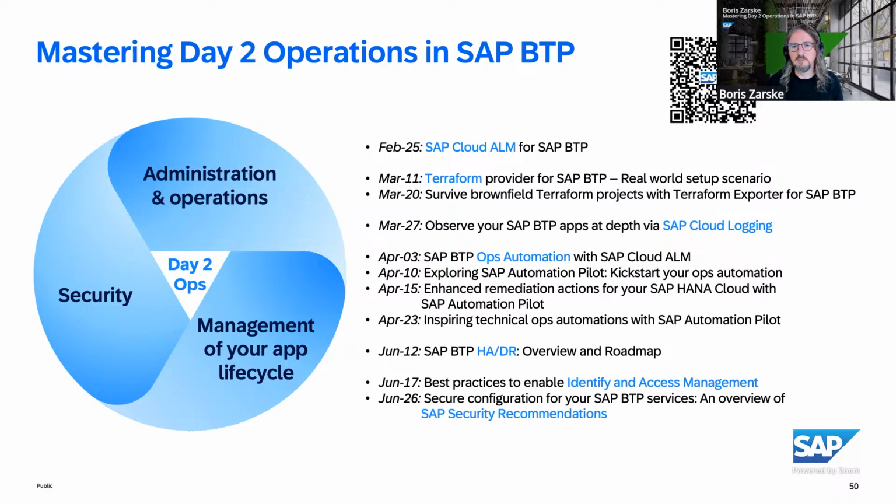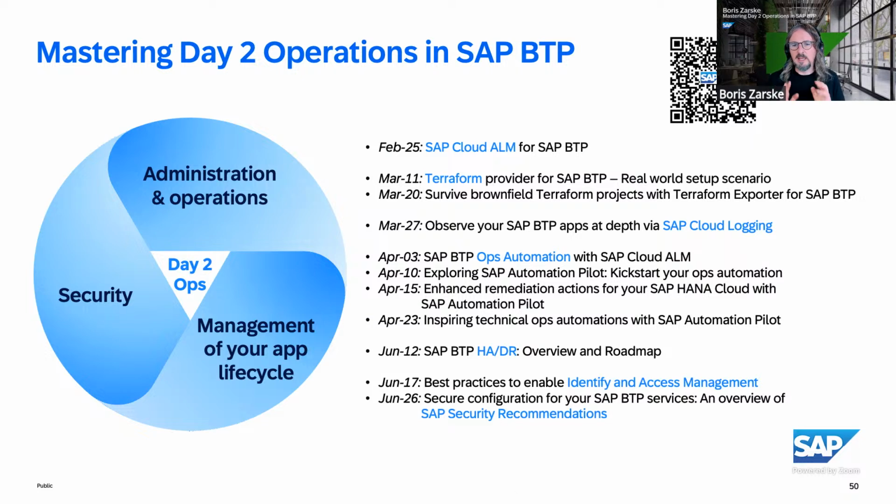In May, we will then have a short break before we then start again in June with the very important topic of high availability and disaster recovery, meaning if you want to run business critical applications on SAP Business Technology Platform, that you understand what is available there that you can do today to increase availability and also make sure that you avoid data loss in case of disasters, and what is on the roadmap coming up around those offerings.